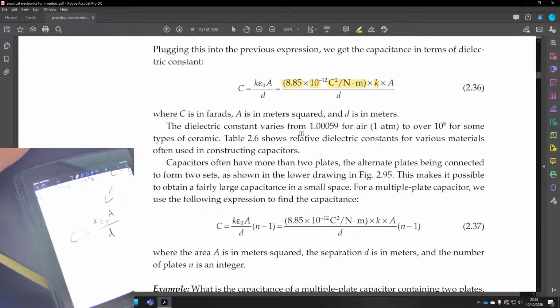The dielectric constant varies from 1.00059 for air at one atmosphere.